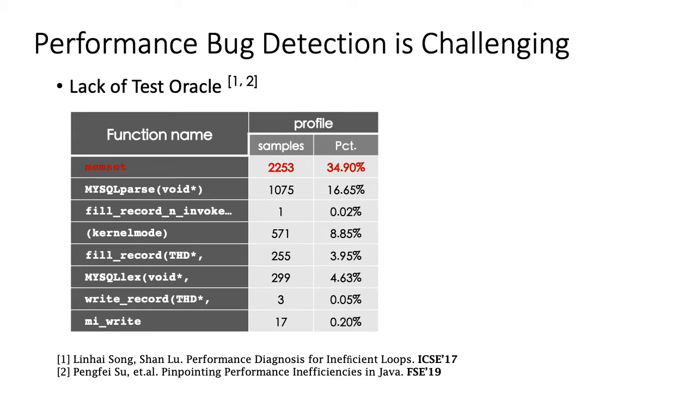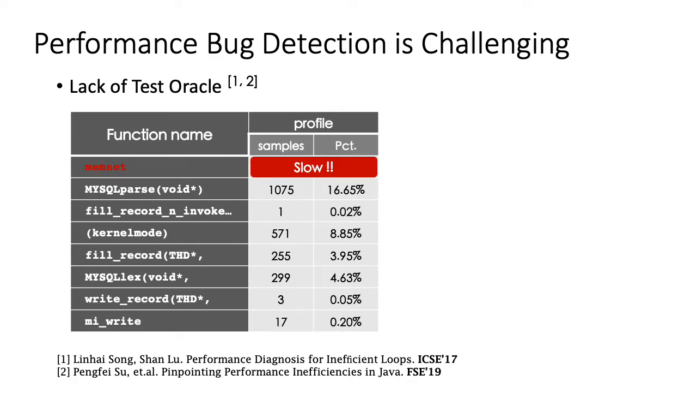But detecting performance bugs is challenging. The main challenge is the lack of a test oracle. Let's take an example. A user runs a SQL query in MySQL and the query takes a long time to finish. The developer uses a profiler to get the execution time of each function in MySQL, as shown in this table. The slowest function is mapset, which takes several seconds to finish.